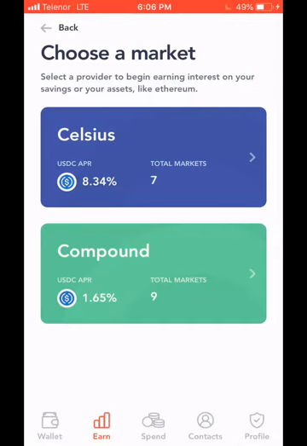And Compound is really interesting as well because, to put it simply, Compound is a smart contract on the Ethereum blockchain that allows you to earn interest in a trustless way. So there are no central parties holding your funds. It's basically an autonomous program on the Ethereum blockchain. So it's very fascinating here. You've got 2 different ways to go about it.